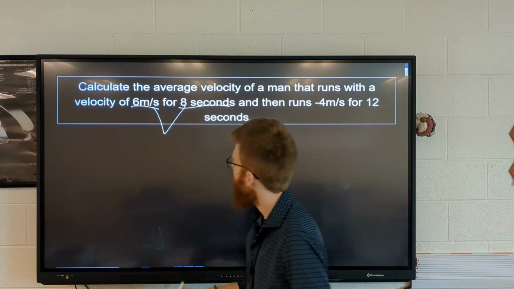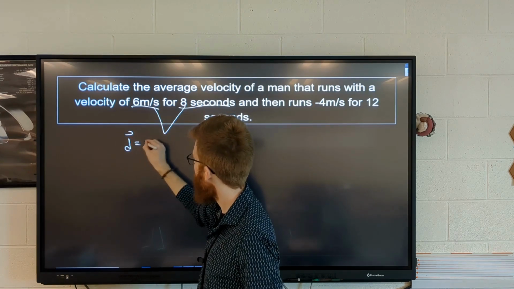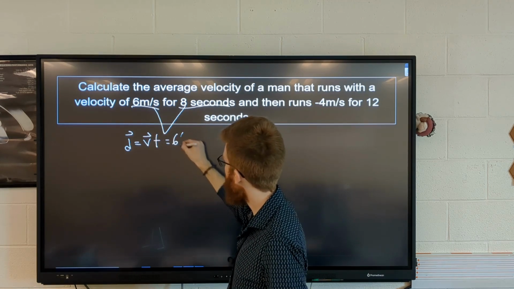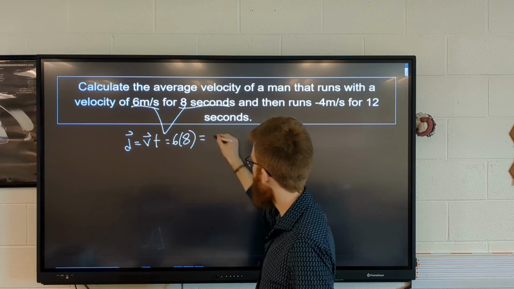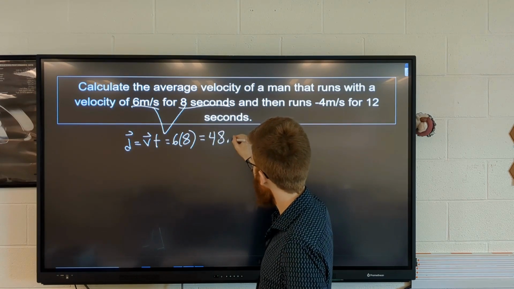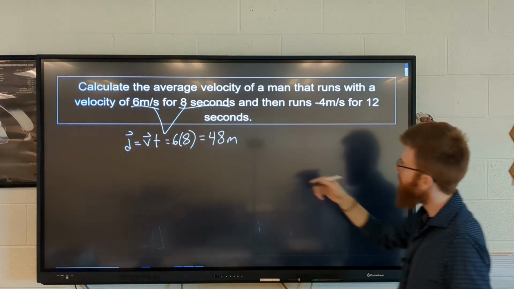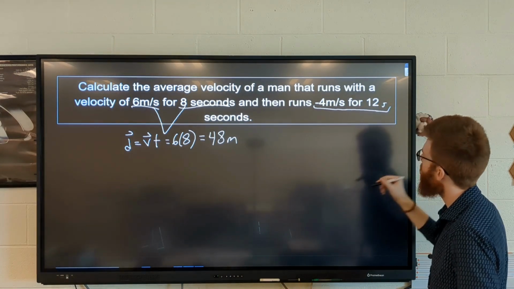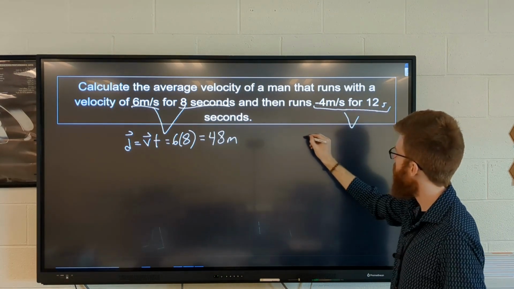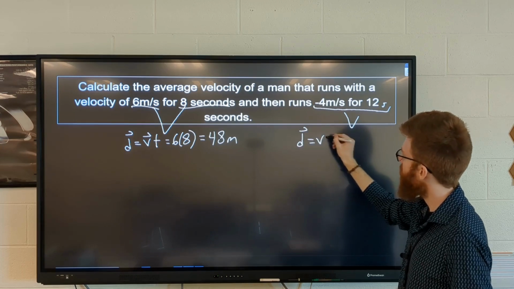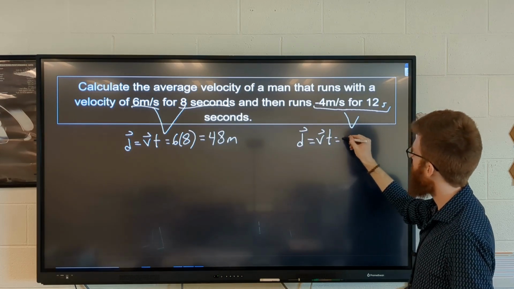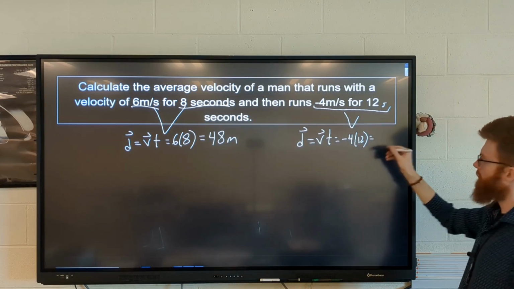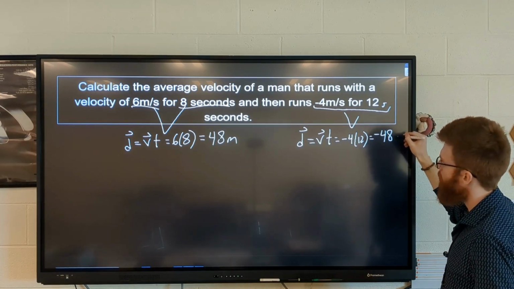First, how far is that? Displacement is velocity times time. So in this case, that'd be 6 times 8, which is 48. Then he runs negative 4 meters per second for 12 seconds, which would be negative 4 times 12, which gives us negative 48 meters.